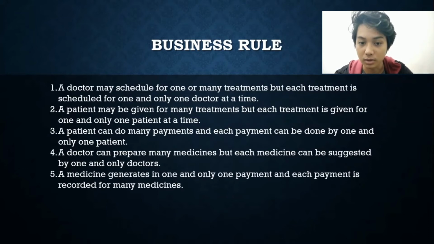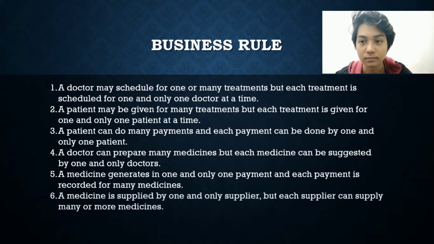Fifth, a medicine is generated in one and only one payment, and each payment is recorded for many medicines. And sixth, a medicine is supplied by one and only one supplier, but each supplier can supply many medicines.